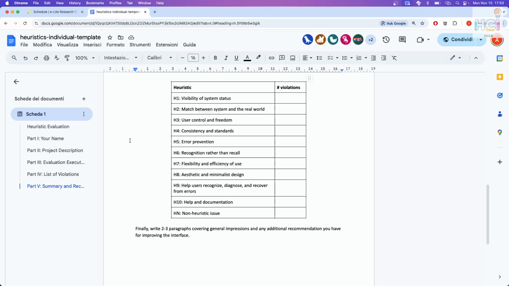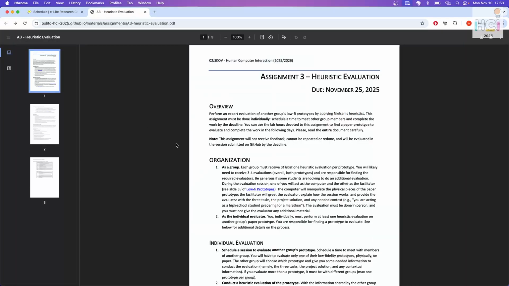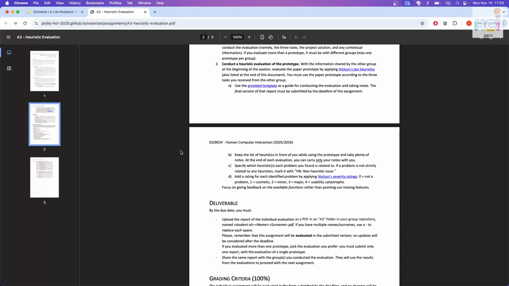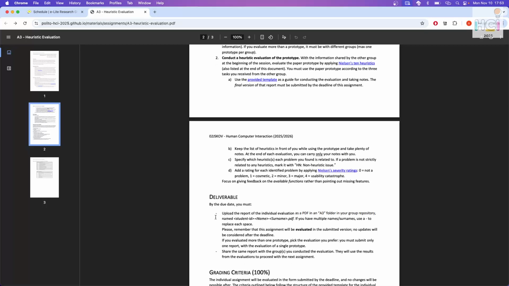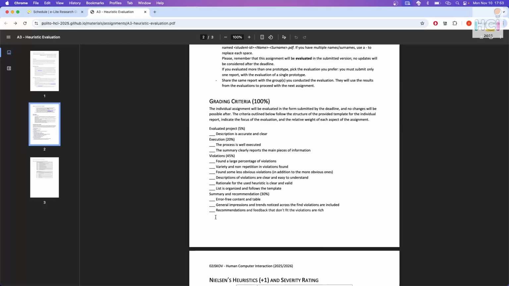So let's go back to the text of the assignment. And these are the grading criteria. Again, the final version of that document will be your submission. And we will evaluate the different parts of the document in this way. Of course, we will focus on how you conducted the evaluation and on the quality of the violations you will find.